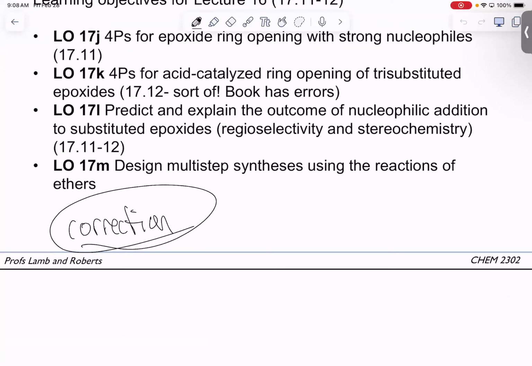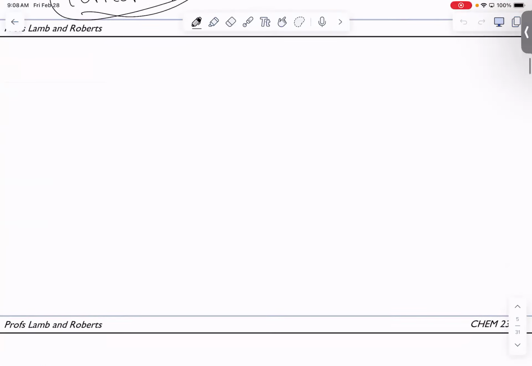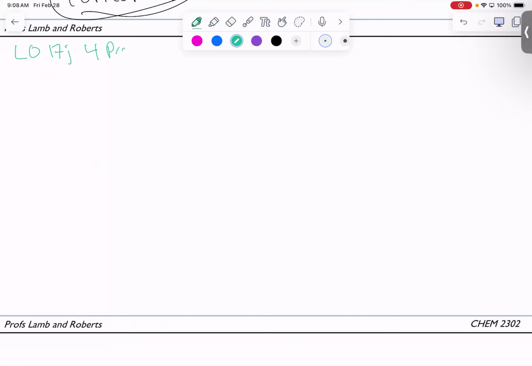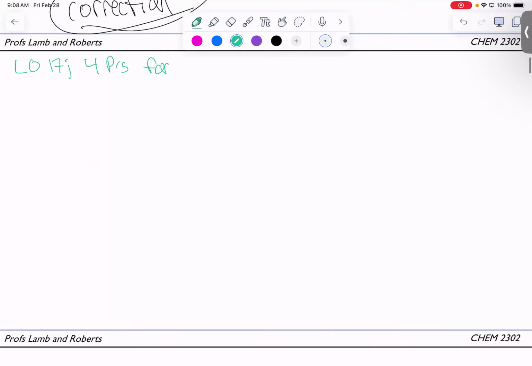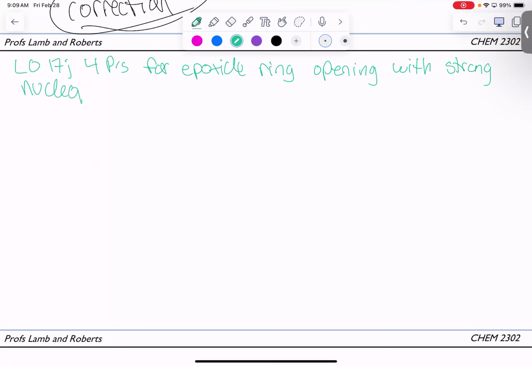All right, so we're going to learn more about epoxide chemistry. We've been thinking a little bit about epoxide chemistry and learning how to make these, learning how to open some of them with ethylene oxide. And now we're thinking about specifically the type of nucleophile that we're going to use. So learning objective 17J is going to be the 4 Ps for epoxide ring opening, specifically with strong nucleophiles. And you can find this in chapter 17.11.